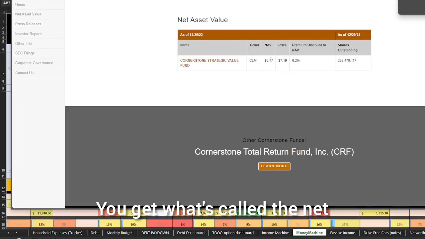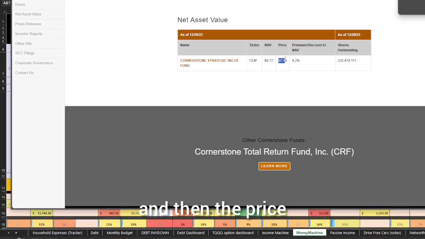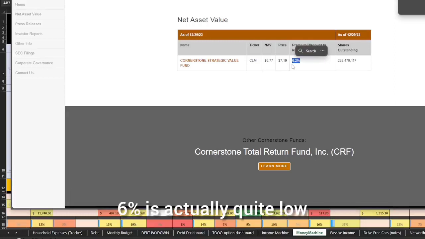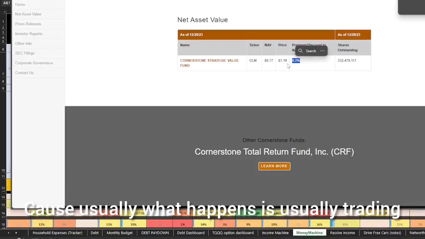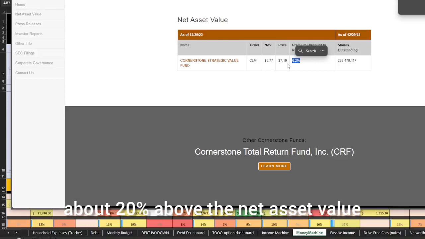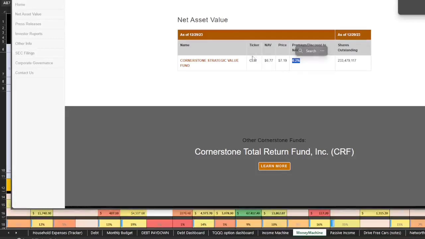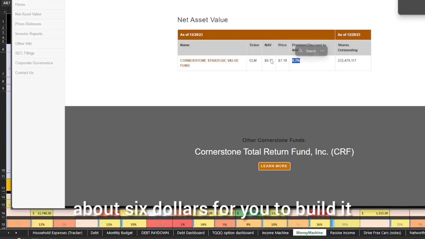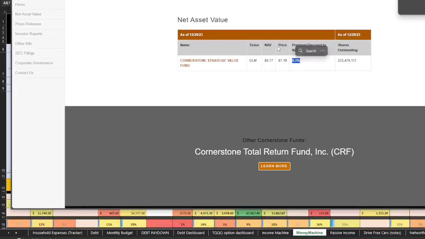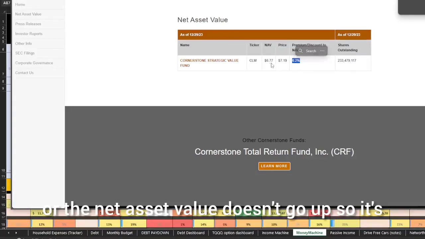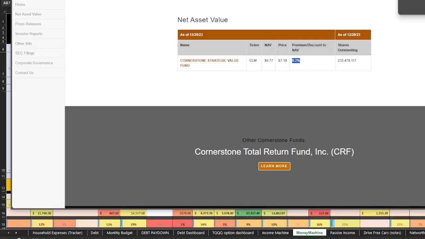You get what's called the NAV and then the price. And right now the premium to discount, it's on sale. 6% is actually quite low, because usually it's trading about 20% above the NAV, net asset value. So if you wanted to build your own Cornerstone fund, it would be about $6 for you to build it, but you're paying a premium because it's an attractive fund, so people want to buy it. As more people want to buy this, the premium might go up, while the net asset value doesn't go up, so it's independent of it.